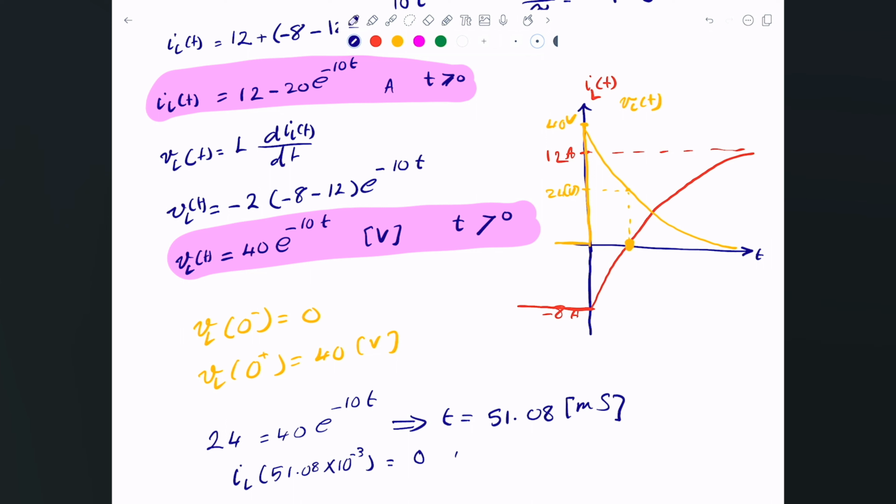0 amps. So I got lucky with the drawing. It wasn't intentional, but I got lucky. I guess my drawing is very accurate, and we got exactly that. This is actually the point at which the current happened to be 0. So by substituting this by 0, you'll end up with the same exact value.